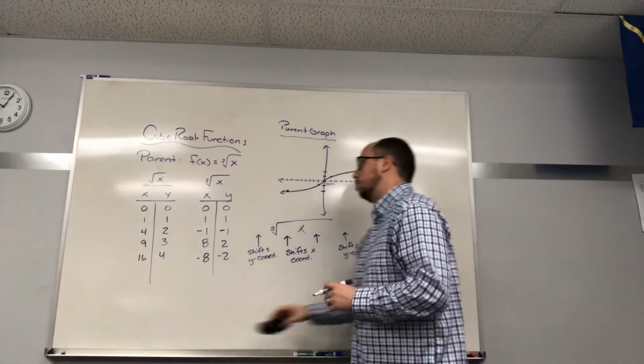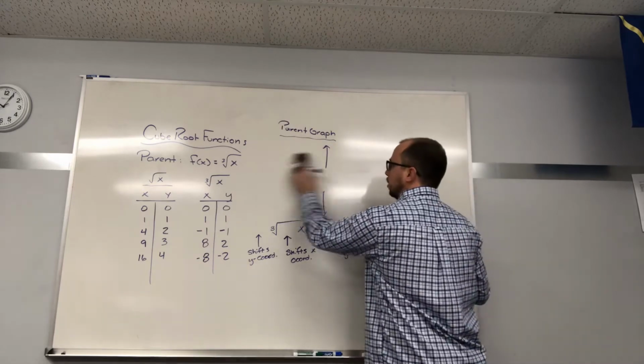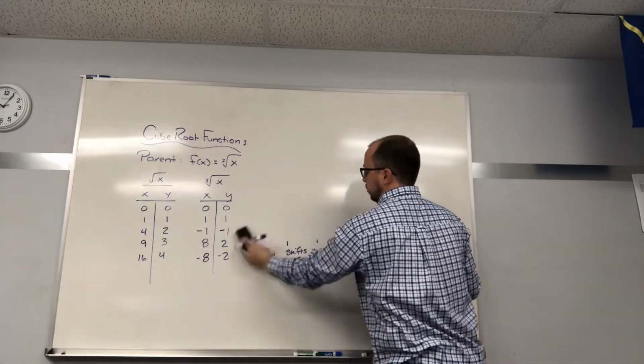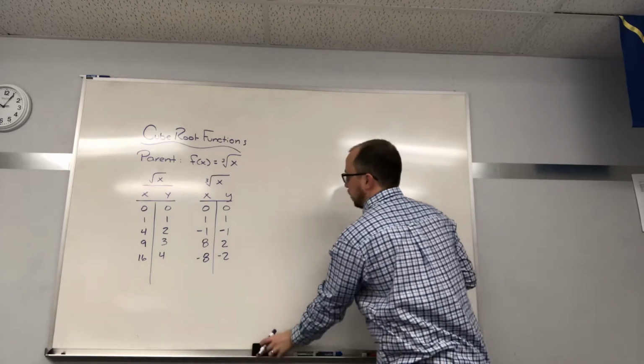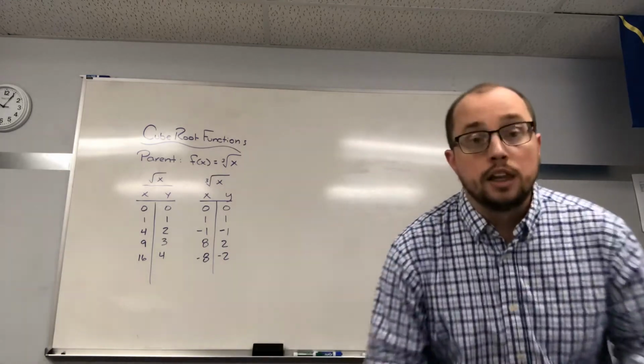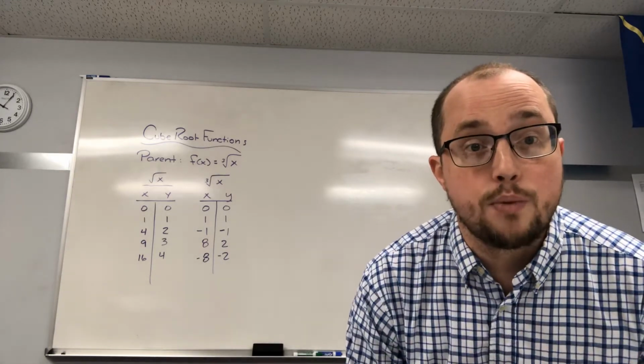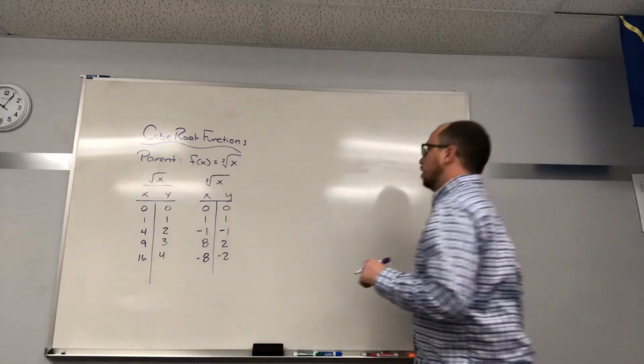Let's do an example, and then we'll talk about a couple key characteristics that are a little bit different from a square root graph. Okay? So hopefully you've had a chance to write that down. If you don't, guess what? This is video now. You can rewind. Woo! All right? Isn't that nice?